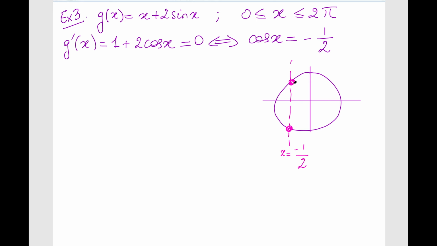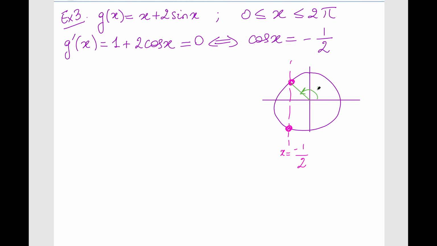And this point here corresponds to which angle? Well, this point here corresponds to this angle. And what is this angle? Well, what's the reference angle? The reference angle is pi over 3, right? The reference angle is pi over 3. So that angle is going to be pi minus pi over 3. And what's pi minus pi over 3? It's 2 pi over 3, correct?